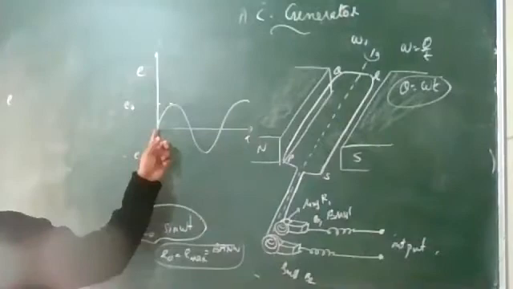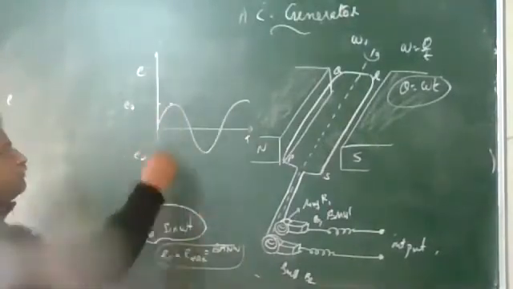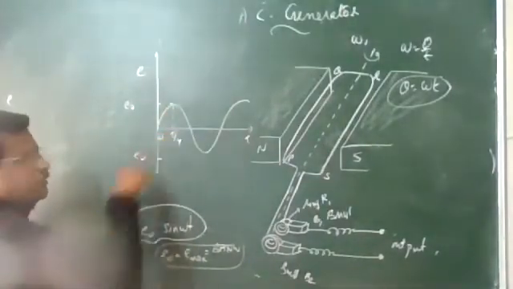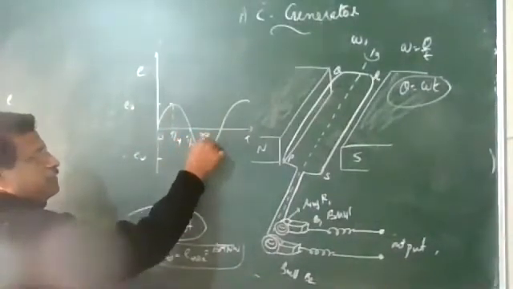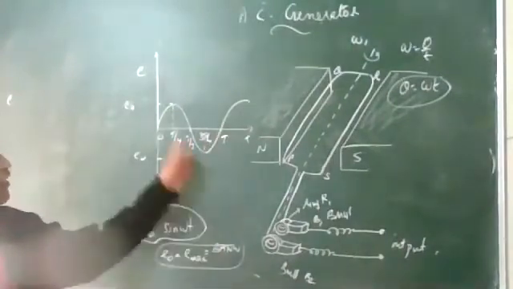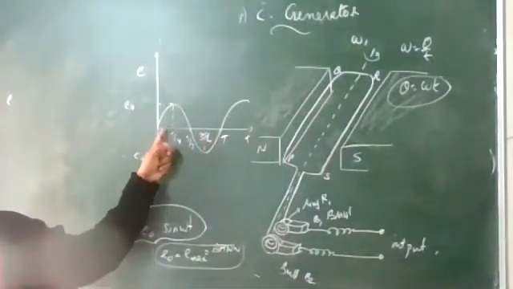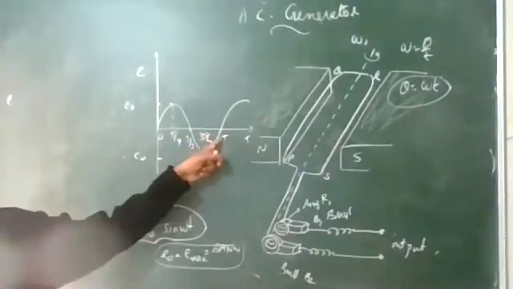This is a sine function. When t equals 0, the value is 0. When t equals T by 4, this is a quarter rotation time. This is a half rotation time. This is 3T by 4 and T. When the coil rotates 0 degree, 90 degree, 180 degree, 270, 360.